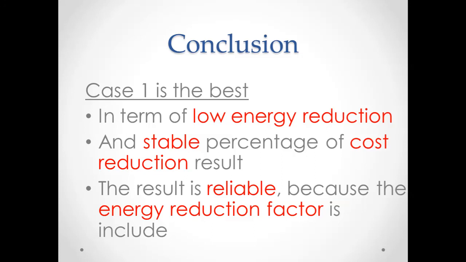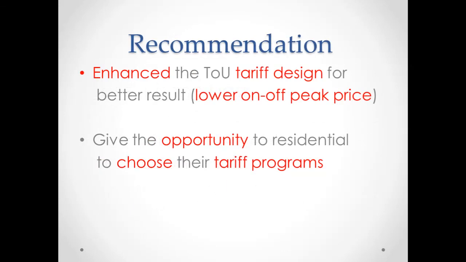And the worst case is case 4 due to the high energy reduction effort that the consumer needs to do. The uniqueness of the research is that I am revealing the energy reduction percentage because other researchers do not include the energy reduction percentage in their paper. For future recommendation, this TOU design can be enhanced by varying the suitable and affordable cost of on-peak and off-peak. So, consumers can enjoy more cost saving and the utility can offer TOU tariff to Malaysian residential.